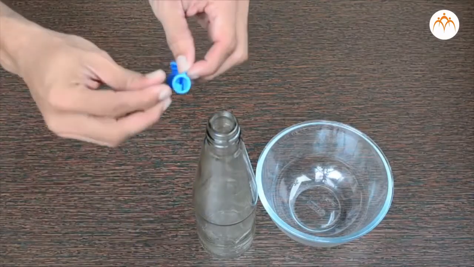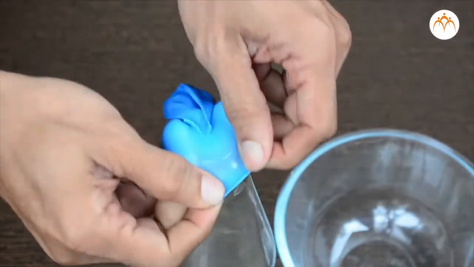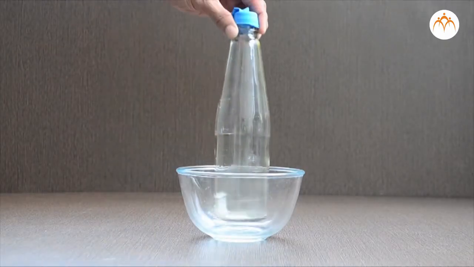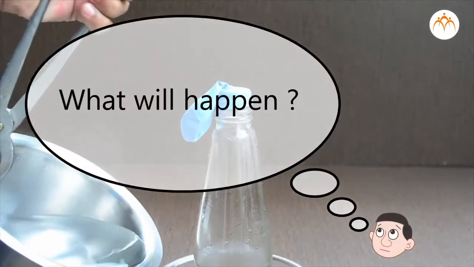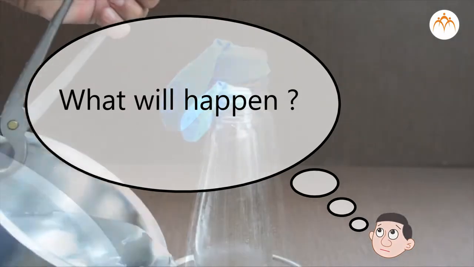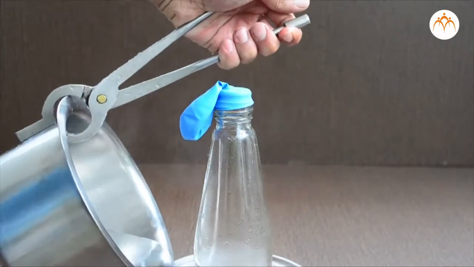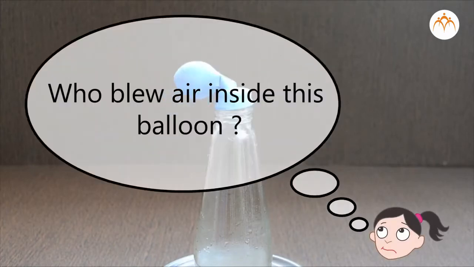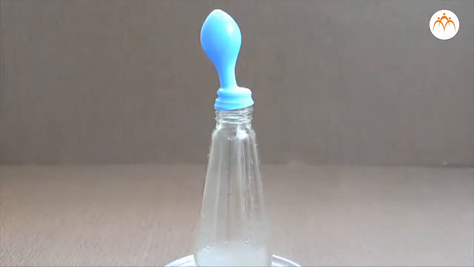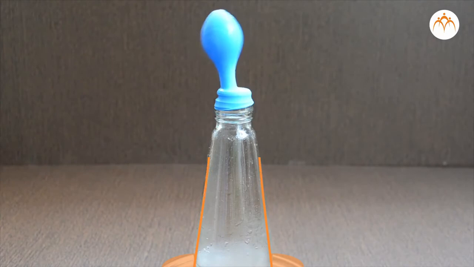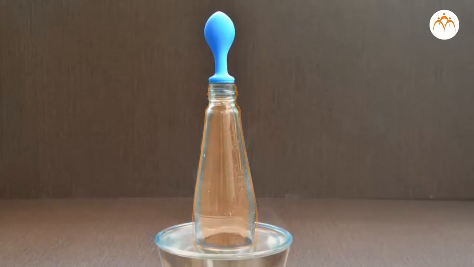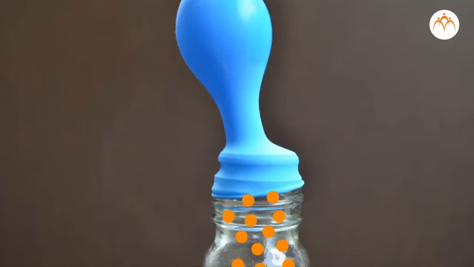Let's take this flat balloon and tie it to the glass bottle. If I place this glass bottle in hot water, what will happen? The balloon will inflate after some time. Who blew air inside this balloon? As we place the bottle in hot water, it heated the glass, which eventually heated the air inside the bottle. As air expands on heating, it had no other way than to enter the balloon.